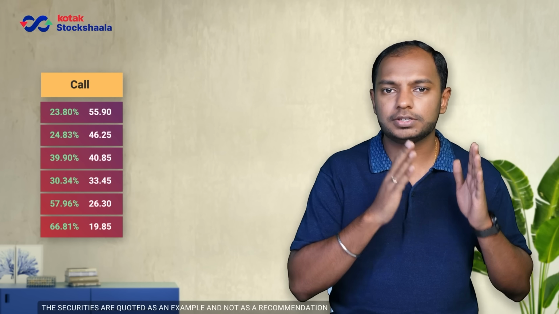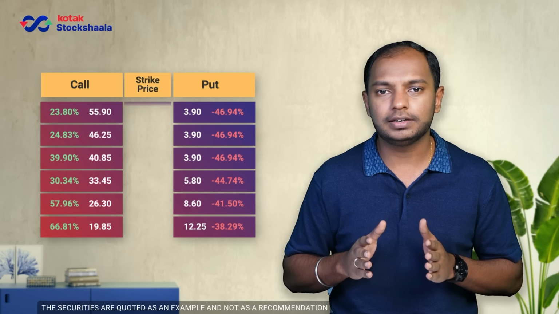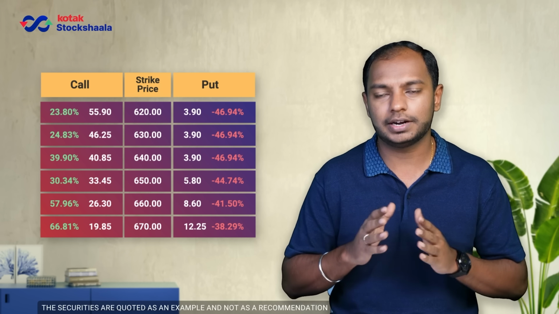Whenever you look up an optionable index or a stock, you will see a grid called option chain. It will have call options on the left hand side and put options on the right hand side. And at the center, you'll be able to see all the different strike prices.